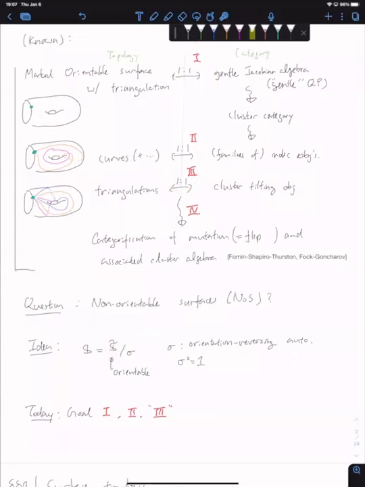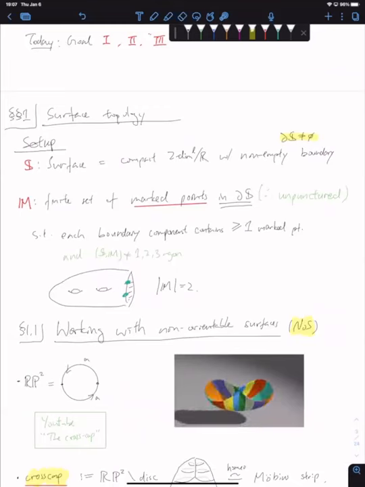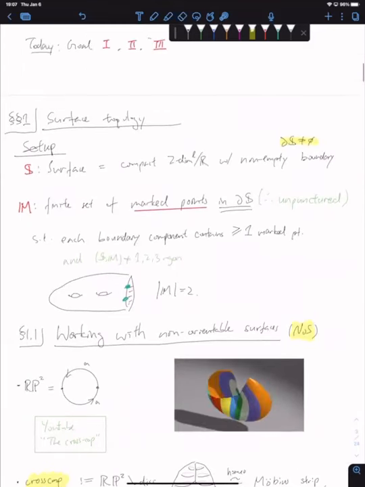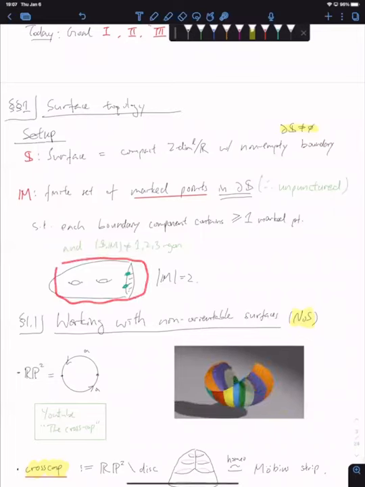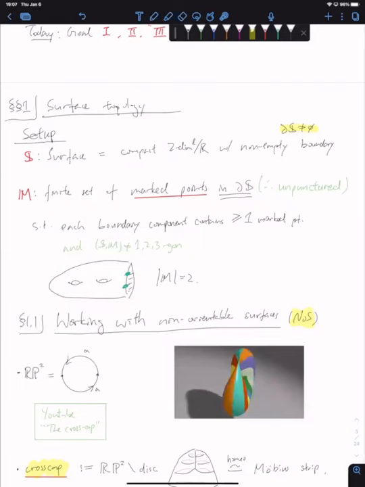Right, so let me get more precise about what all this means. The setup: whenever I say surface, I mean a compact 2-dimensional manifold which has non-empty boundary, and I always equip it with some finite set of marked points, and all these marked points are always on the boundary of the surface, so it is an unpunctured surface. A typical example would be something that looks like this. The marked points are these two. There are some small cases that you ignore, but let me not talk about that.